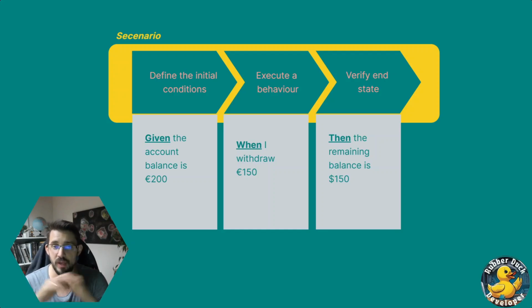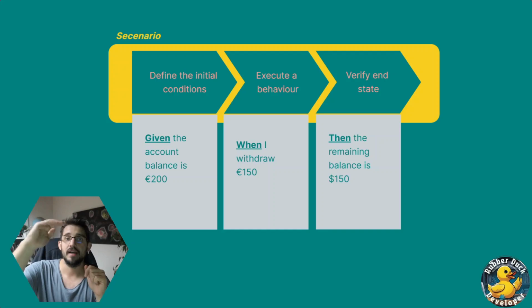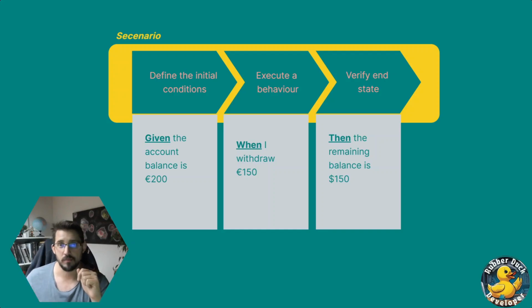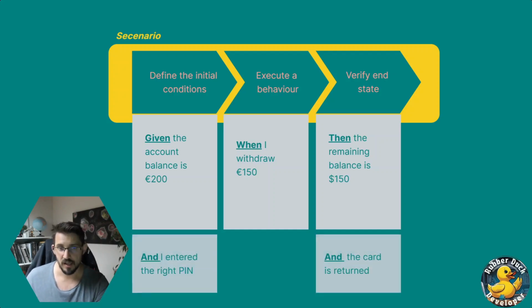And we capture each scenario in those 3 steps. Like, given, this is the precondition. When I do that, then we end up in this situation. Of course, not every scenario is as simple as this one here. Maybe there are more preconditions to be met, or maybe there are more things to verify in the end state. So this is why we also have the 4th keyword, which is and.